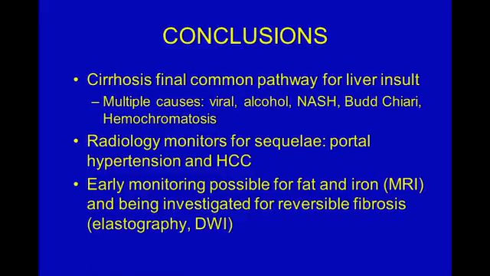So in conclusion, cirrhosis is the final common pathway for liver insult. There are multiple causes: viral, alcohol, non-alcoholic steatohepatitis, Budd-Chiari, even hemochromatosis that we didn't discuss today. Radiology monitors at this point for the sequelae, for portal hypertension and for hepatocellular carcinoma. And early monitoring is possible for fat and for iron if you use MRI, if you're looking for hemochromatosis.